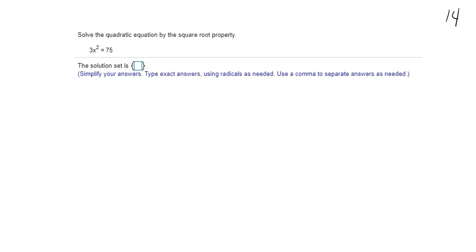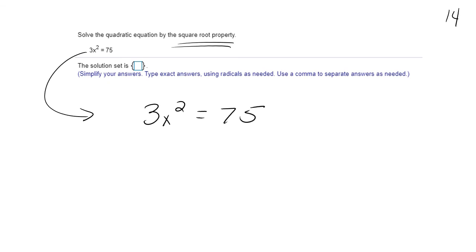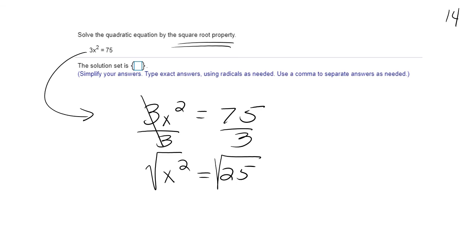In this equation, you're asked to use the square root property, which is still yet another method of solving quadratic equations. With a square root property equation, you need to isolate the square term. So I'm going to go ahead and divide both sides by 3, and I get x squared equals 25. Now I will take the square root of both sides.